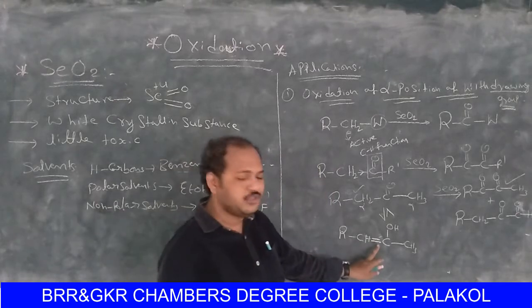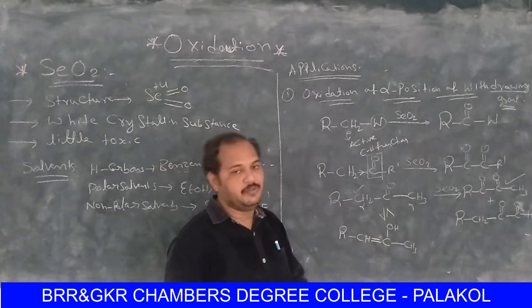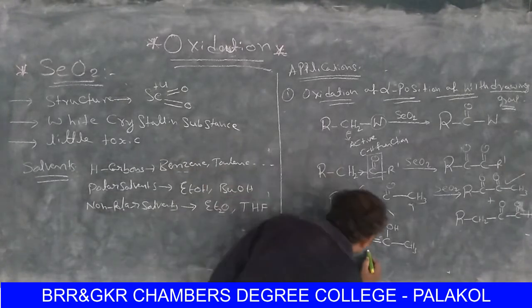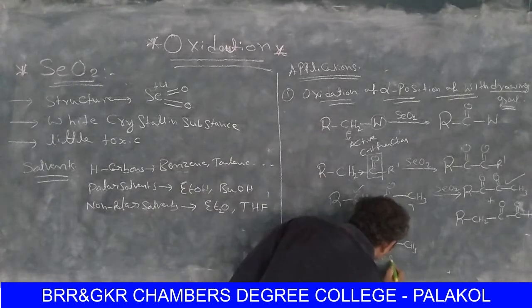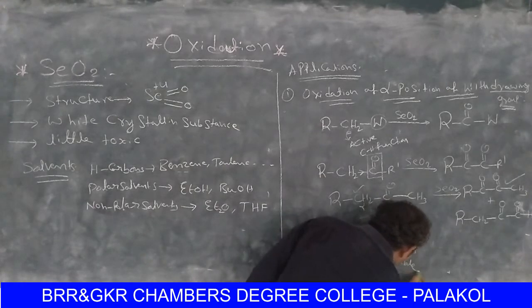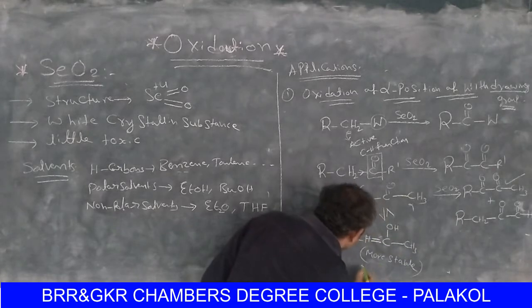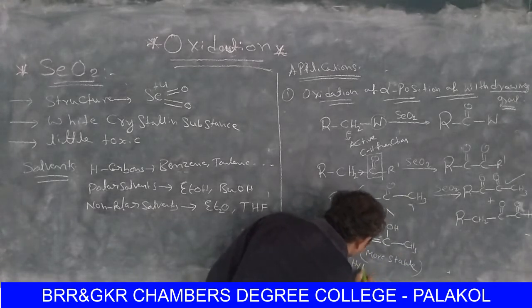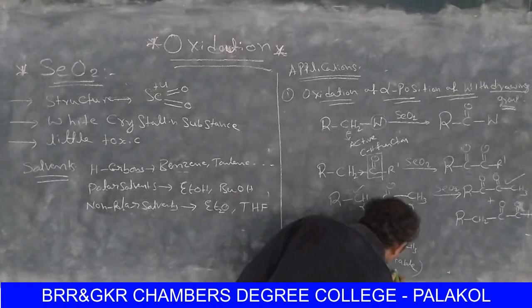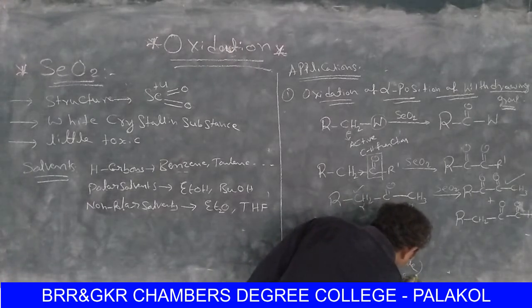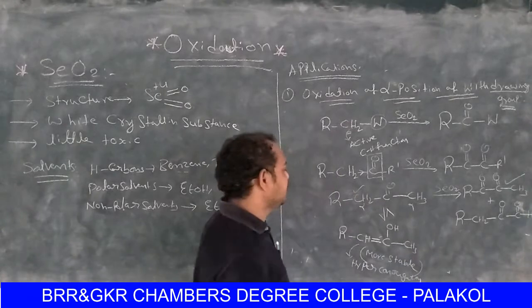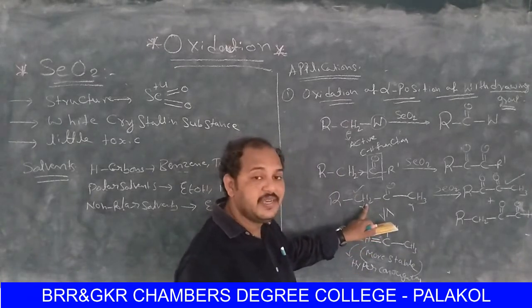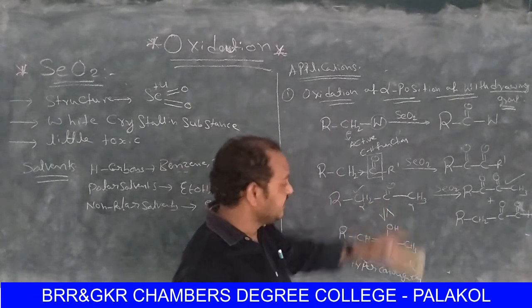So more substituted olefins are more stable, right? This is more stable. This is the more stable enol. So what is the reason for that? Hyperconjugation. According to hyperconjugation, the enol which is formed from the CH2 is more stable in this case.